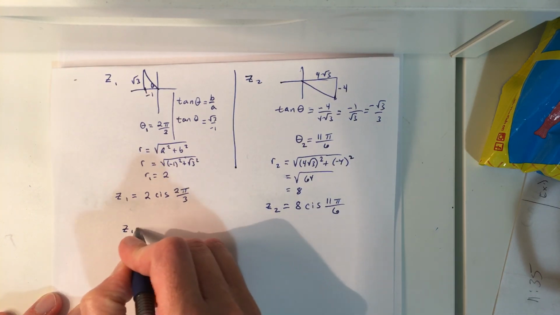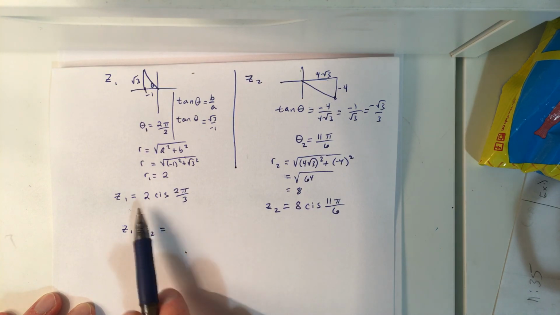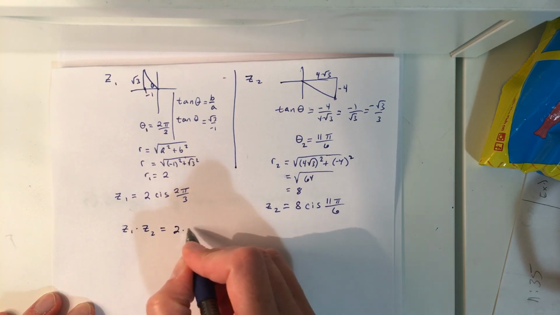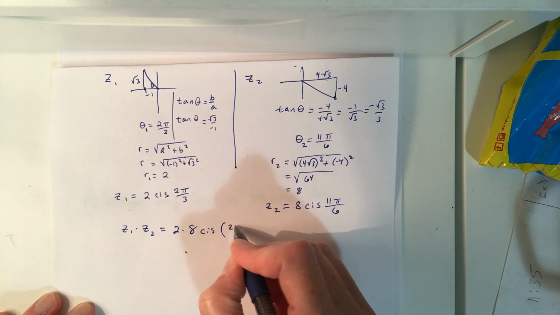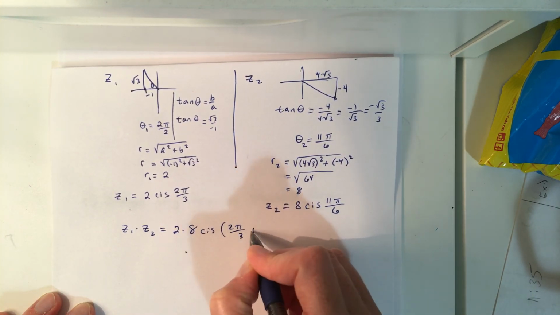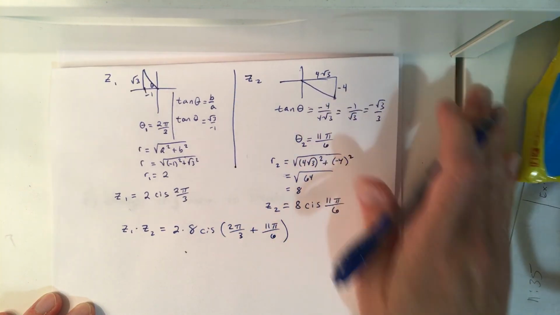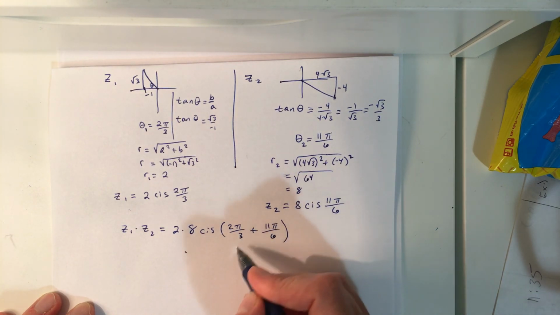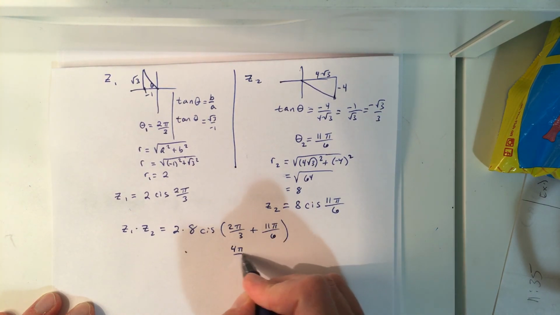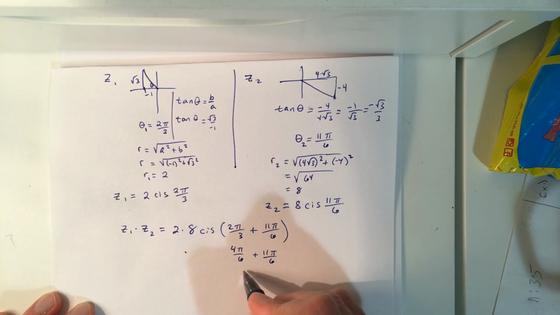So z1 times z2. We're going to take the two radiuses and multiply them, 2 times 8. And then remember the rule is to add the angles. So 2 pi over 3 plus 11 pi over 6. To add these two together, we need a common denominator. So we can multiply this by 2 over 2 and think about getting 4 pi over 6 plus 11 pi over 6. And that would give us 15 pi over 6.